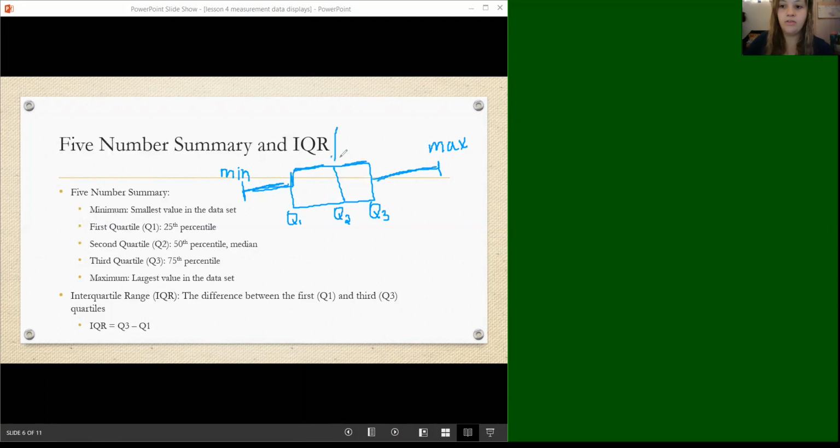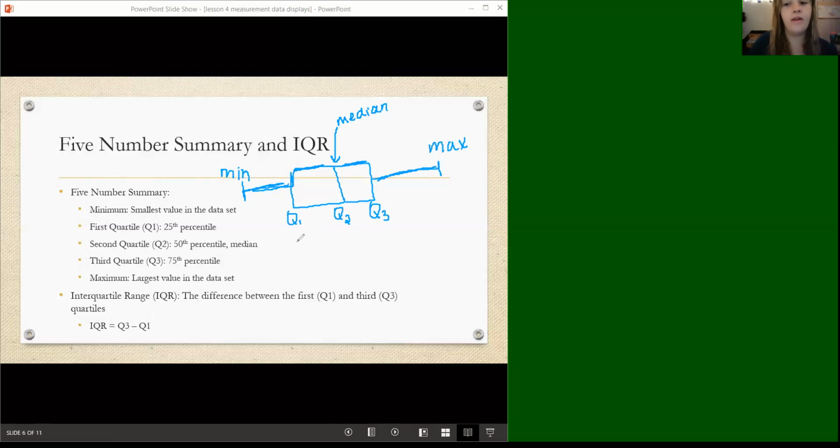Remember, our Q2, this line in the middle here, is always our median. So our median is resistant to value. So basically, as long as it's in the same position, it's going to stay the same. It doesn't matter if you replace the last number. Like if your last number is 10, you replace it with 1,000. As long as it's the same amount of numbers, your median will stay the same. So yeah, those are the different quartiles then.